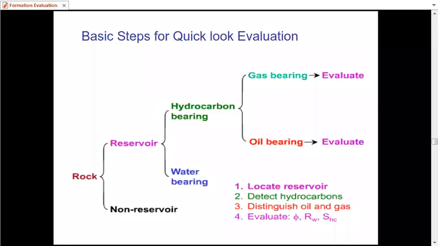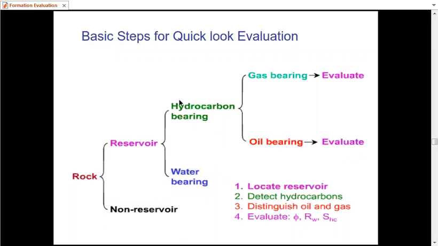But the question is, what are the steps for quick log interpretation or quick log evaluation? When we are starting the quick log evaluation, we start from the rocks. The first step is to identify the type of rock, reservoir rock or non-reservoir rock. When you reach the reservoir rock, you have to identify the hydrocarbon bearing zone and the water bearing zone.